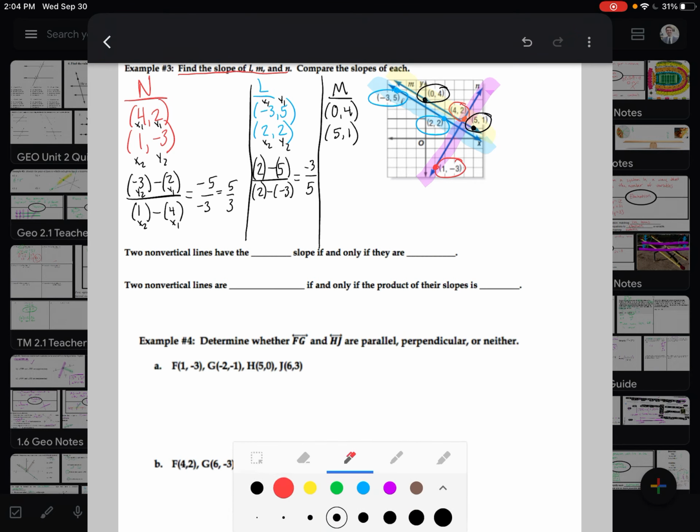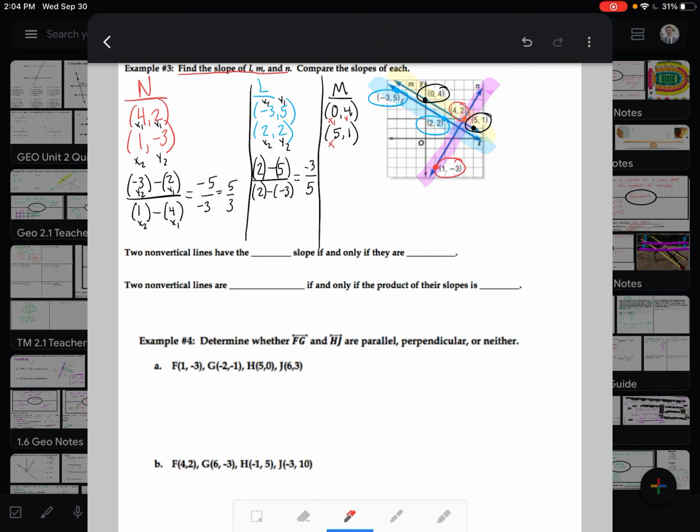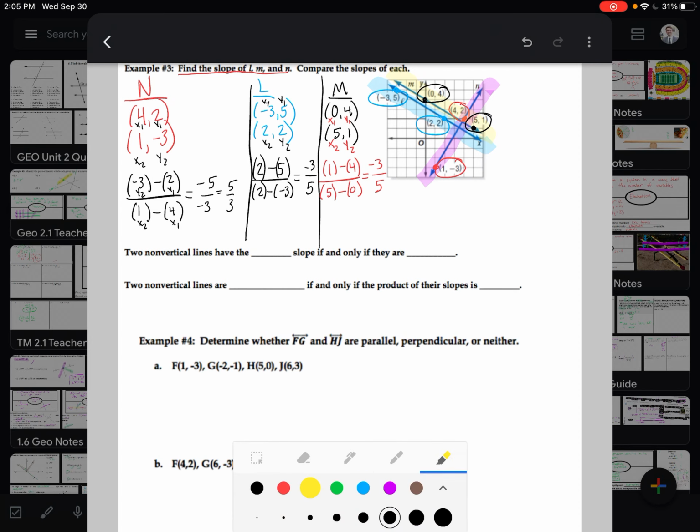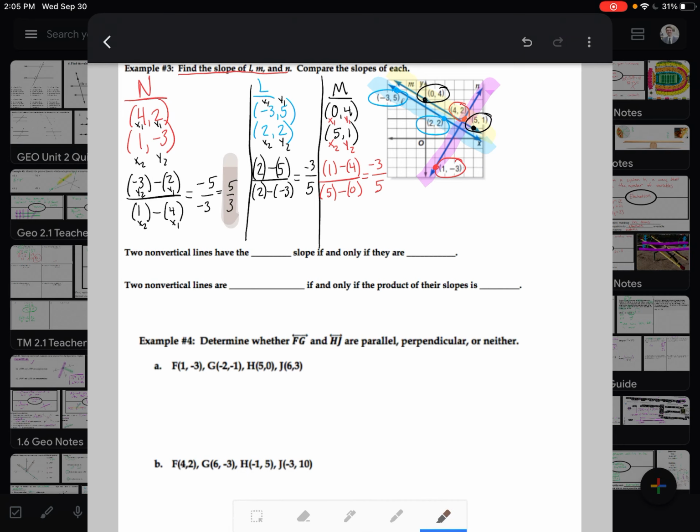And again, doing this in a different color. We have x1, y1, x2, and y2. And again, going through and plugging these in. y2 minus y1 over x2 minus x1. We'll get negative 3 over positive 5 again. Okay, so we have three slopes for three different lines. And again, let's highlight these so we can see three different slopes for three different lines. So here is one slope, here's a second slope, here's a third slope.